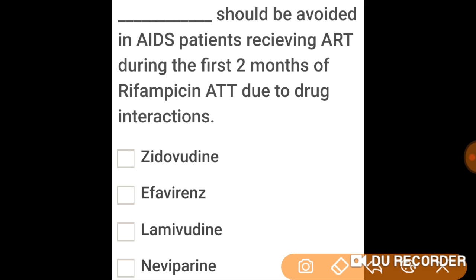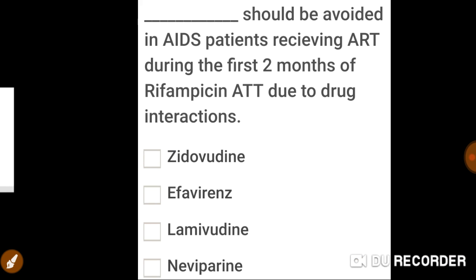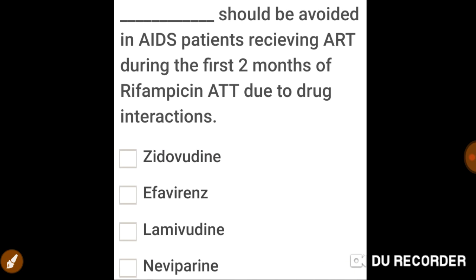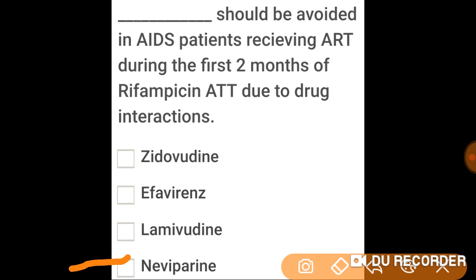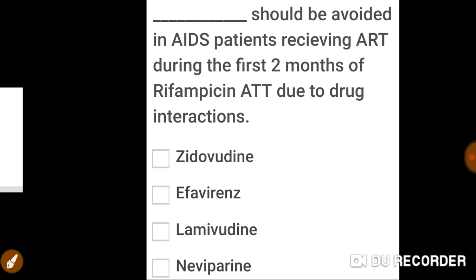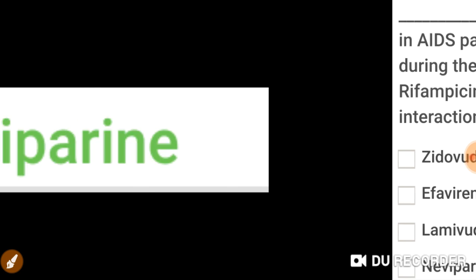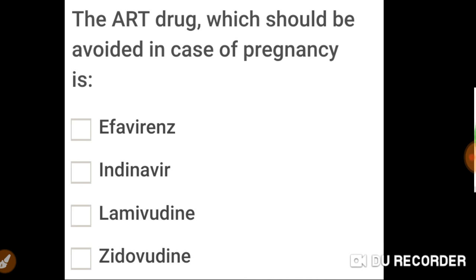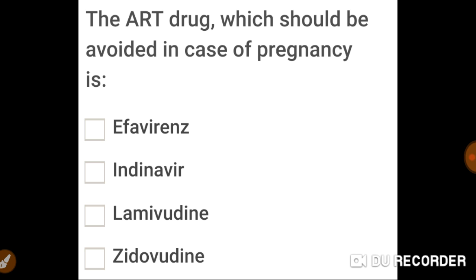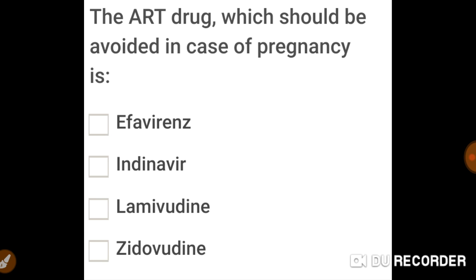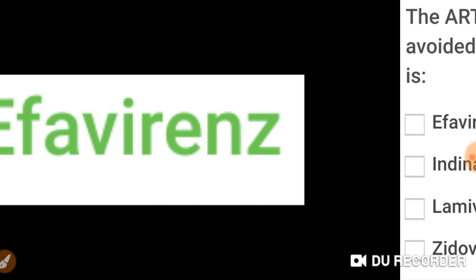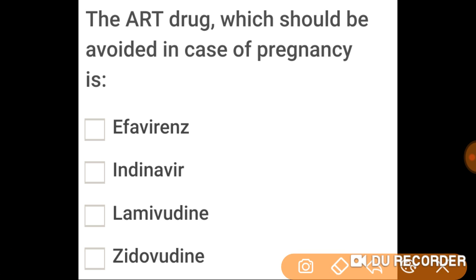Which drug should be avoided in an AIDS patient receiving ART during the first 2 months of rifampin ATT due to drug interaction? Drug interaction with nevirapine. Remember. Nevirapine. The ART drug which should be avoided in case of pregnancy is efavirenz.